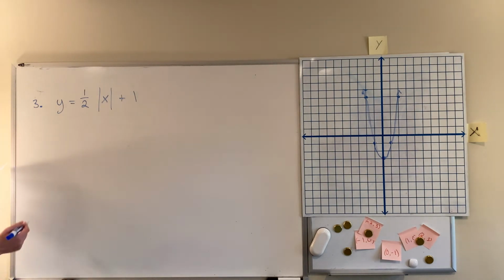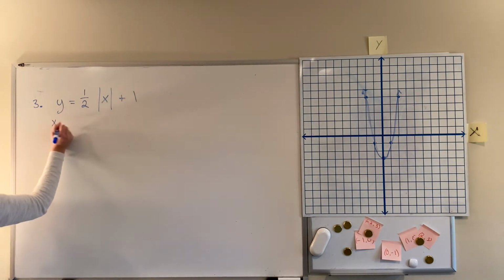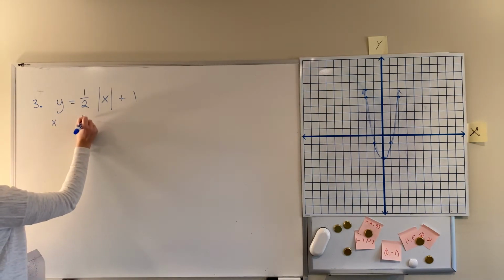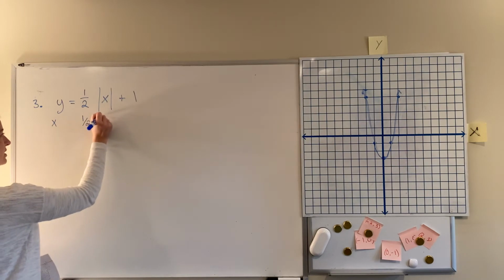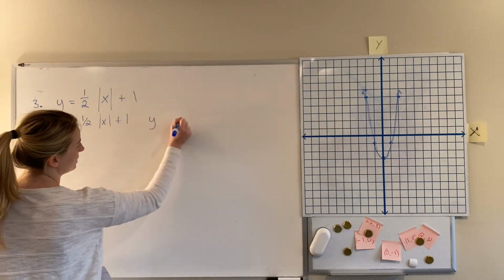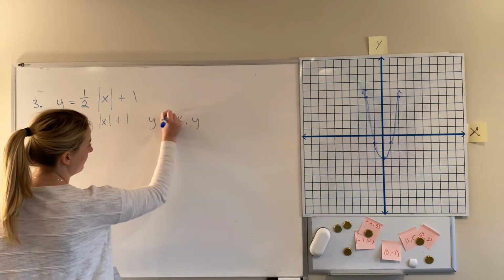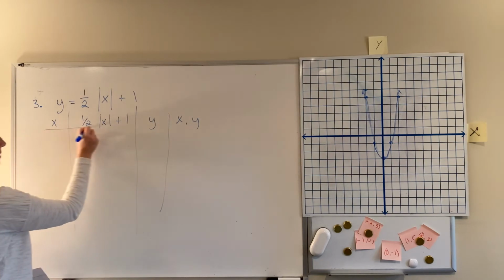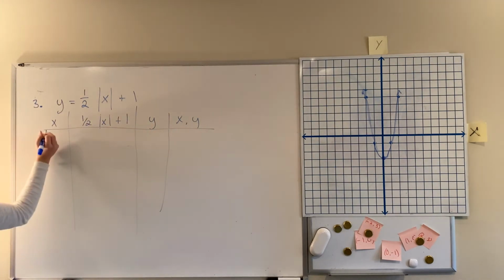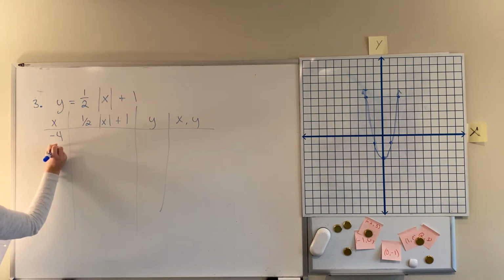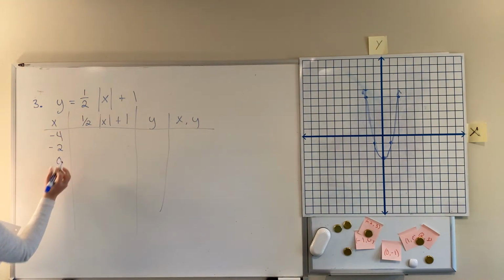They give us some new values for this one. They say we're only going to use positive values. So we have our x. Where do we plug it in for? 1/2 times the absolute value of x plus 1. That's going to give us our y, and then we'll have our x and our y values. And now they give us starting with -4, -4, -2, 0, 2, 4.